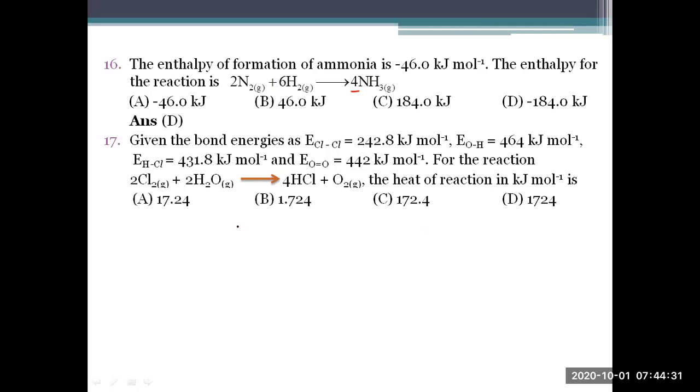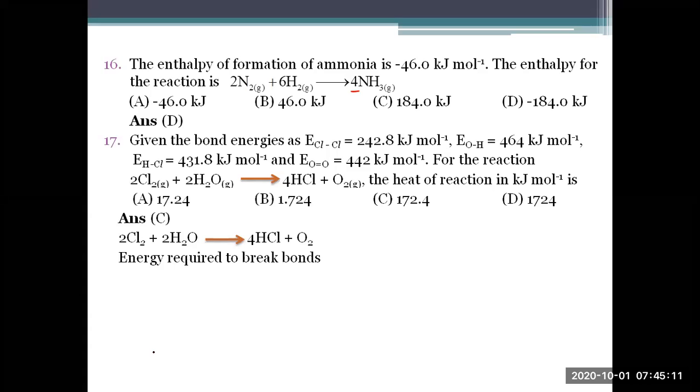Okay. So come on. Anybody has got the answer for this? Option C, sir. So option C, 172.4. Any other answers? Option C only. Oh, the other answer is also option C. Okay, no problem. Let us write the reaction: 2Cl2 plus 2H2O giving rise to 4HCl and O2.